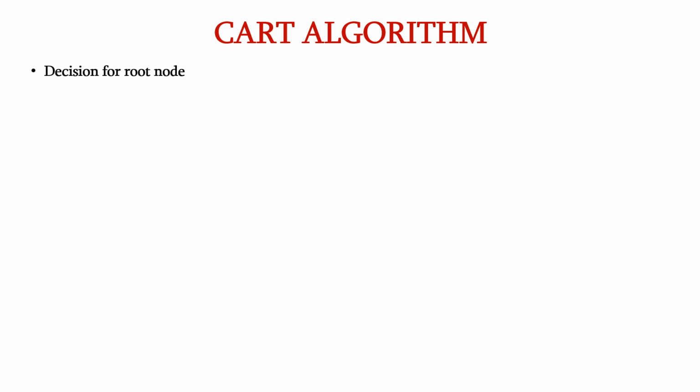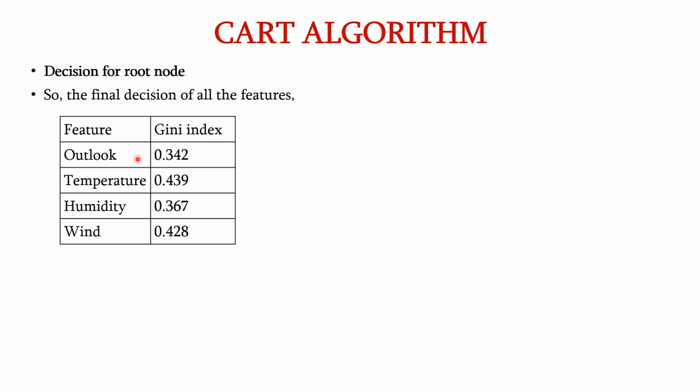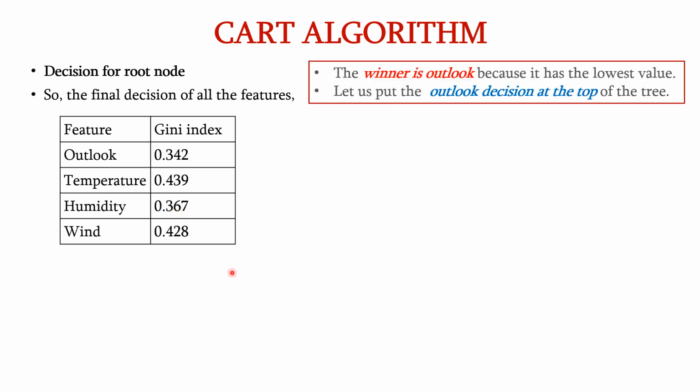Now let us see which feature forms the root node. The final Gini index of all the features is given here. For outlook it is 0.342, for temperature it is 0.439, for humidity it is 0.367 and for wind it is 0.428. Among these features, the winner is the outlook feature because it has the lowest value, 0.342.